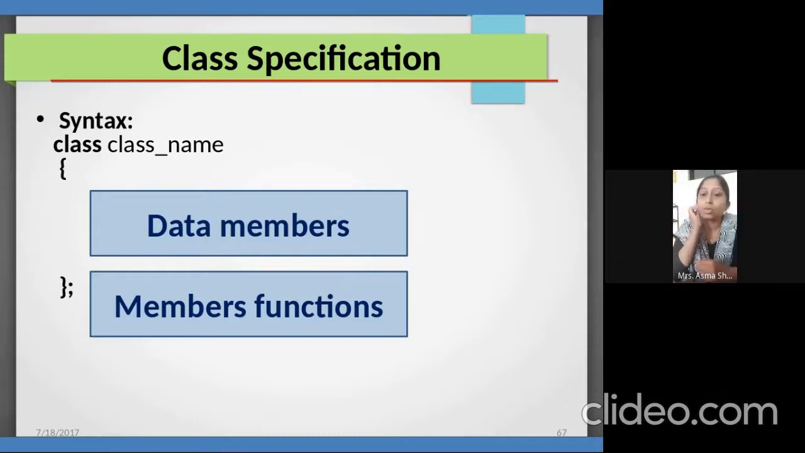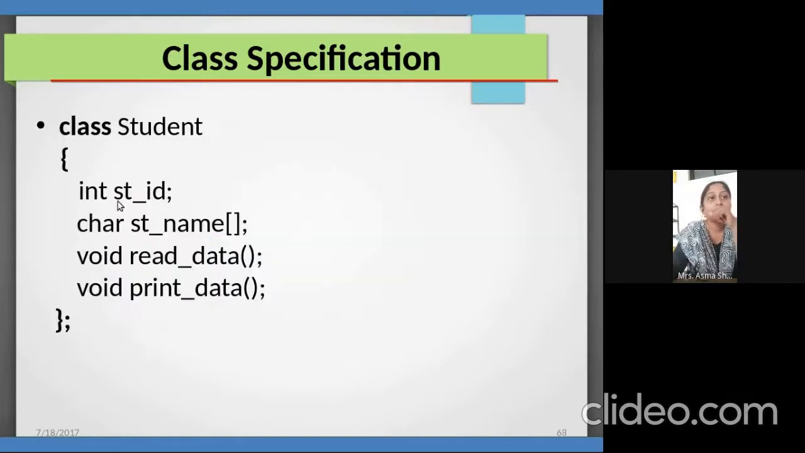Okay, so a class contains data members, meaning attributes of my class, and the member functions. Member function means what? I am going to access the data members using member functions. So if we say Student is my class, student ID is my integer data type, student name is a character data type, and we have two methods, read data and print data. Using read data, I can assign or initialize the values to these two variables, and print data is able to display the data on the screen.